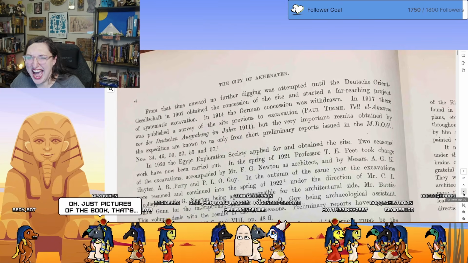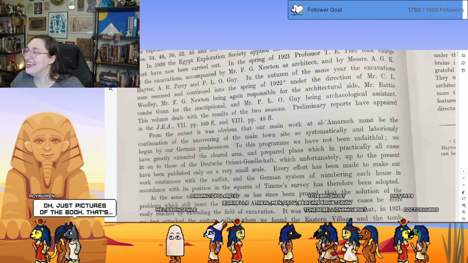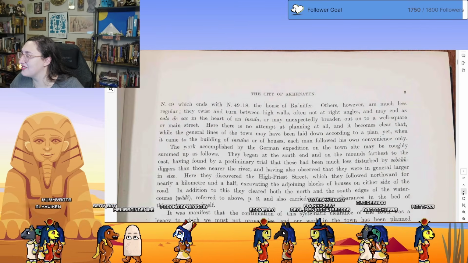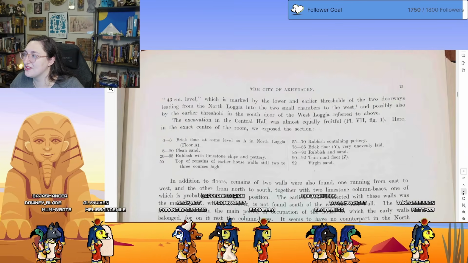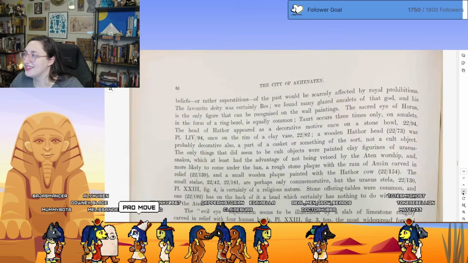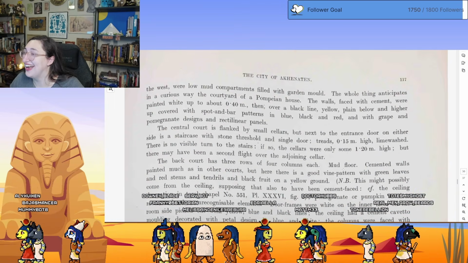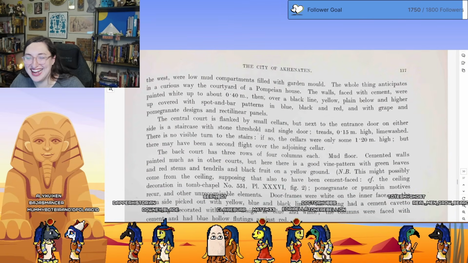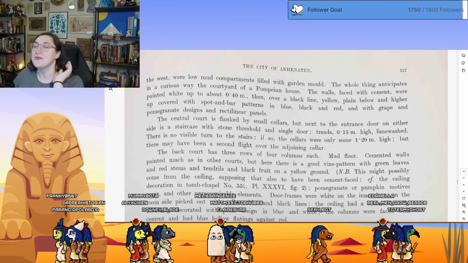This is it. This is City of Akhenaten. Oh god. This is literally it. There's only 37 pages though, so I don't think I'm gonna get to the page that I want. I think this is just the beginning. Oh, wait, no. 117, that was the page. I love past Melissa.